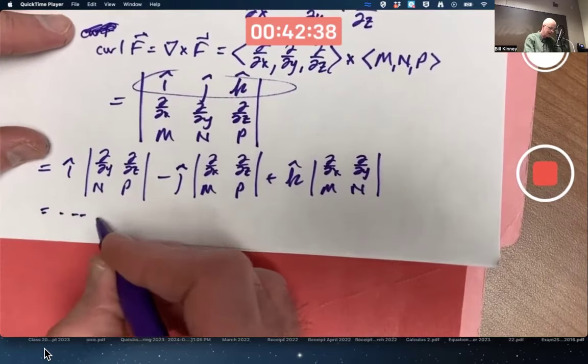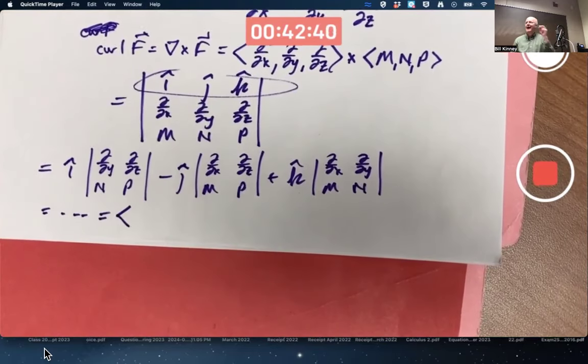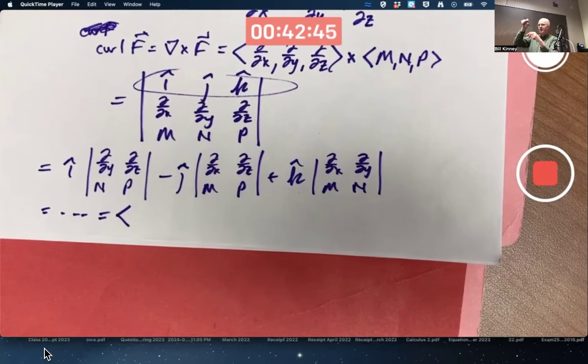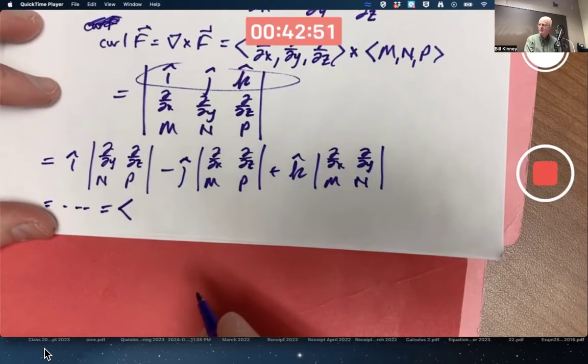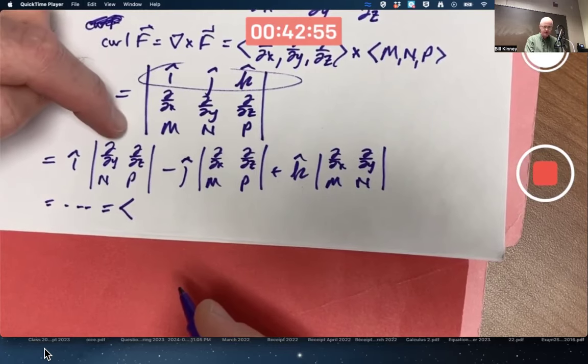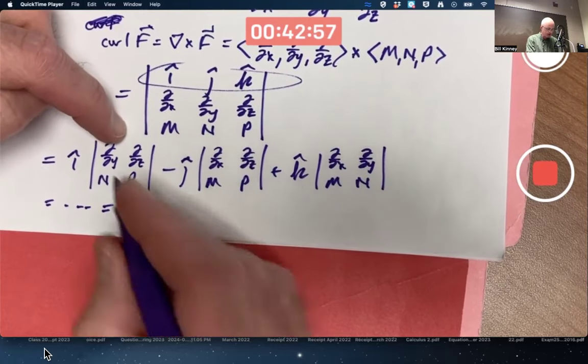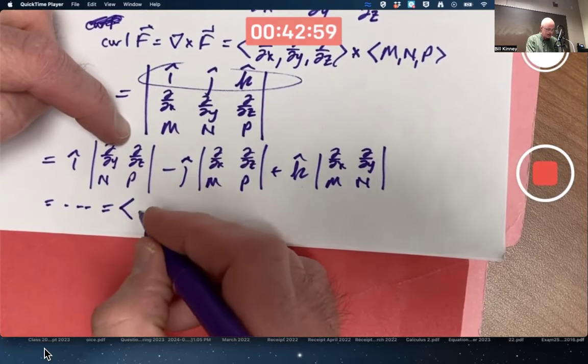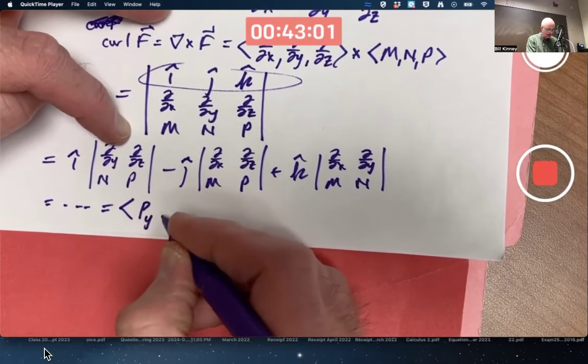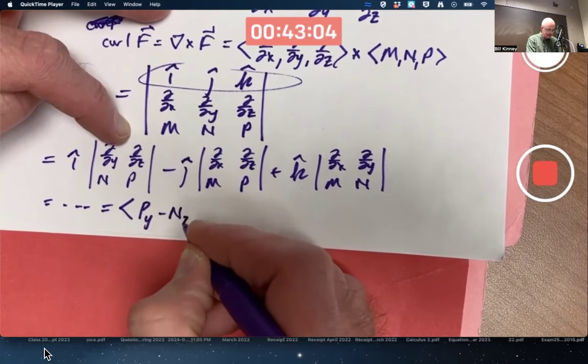In the end, if I write the final answer without i hat, j hat, and k hat, but instead use components with pointy brackets and commas, I'm also going to use subscripts for derivatives to keep it more manageable. The first component is going to be the derivative of this thing, or the determinant of that. It'll be the derivative of P with respect to y minus the derivative of N with respect to z.